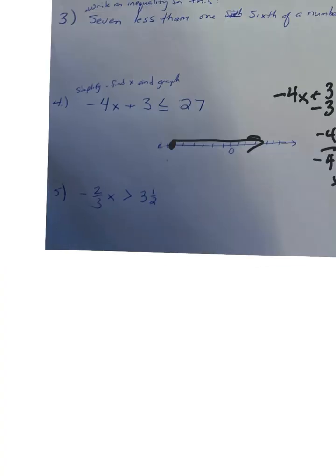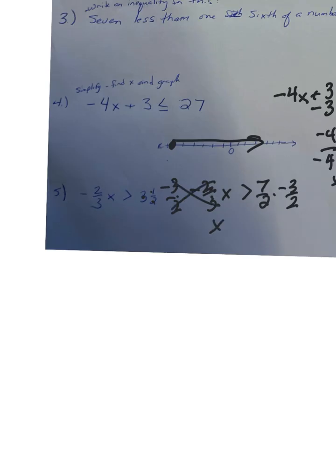People found this one kind of tricky, but it's really not bad at all. I am going to rewrite it to -2/3 x is greater than, since I'm multiplying, I have to change that mixed number into an improper fraction. That is just 3 times 2 plus 1 more, so it's 7/2. To get rid of this -2/3, I'm going to have to multiply by -3/2. I multiply the other side by -3/2. That gets rid of that.